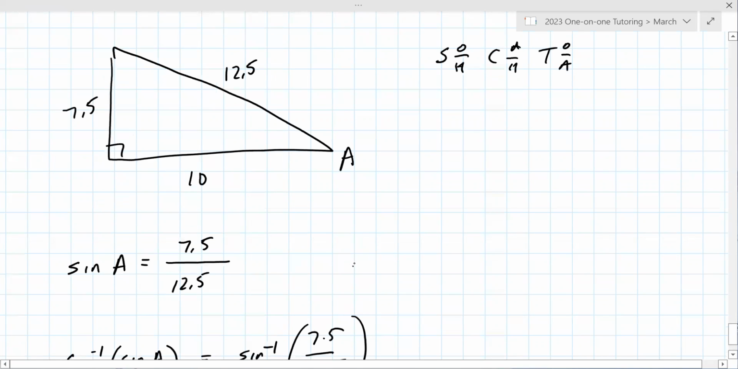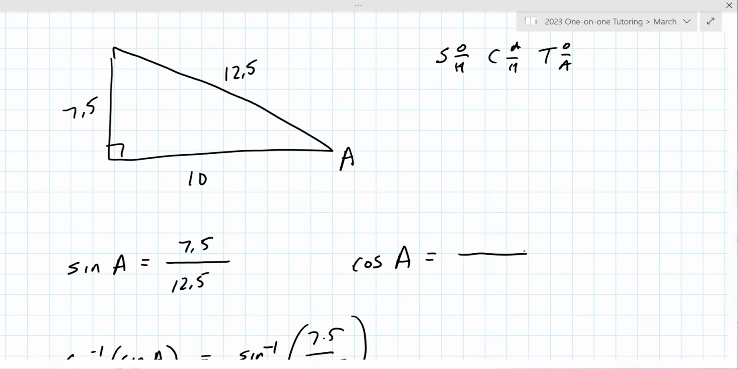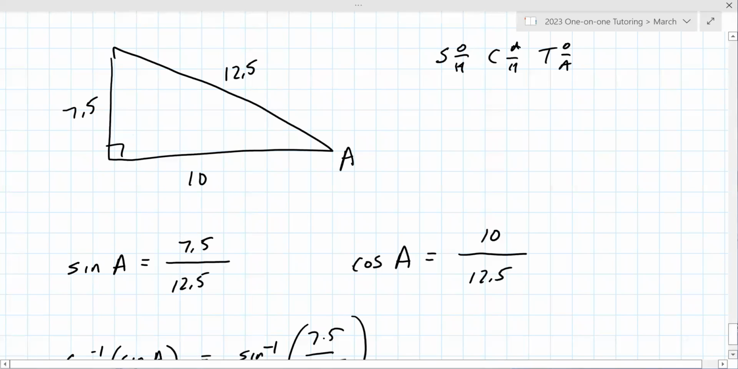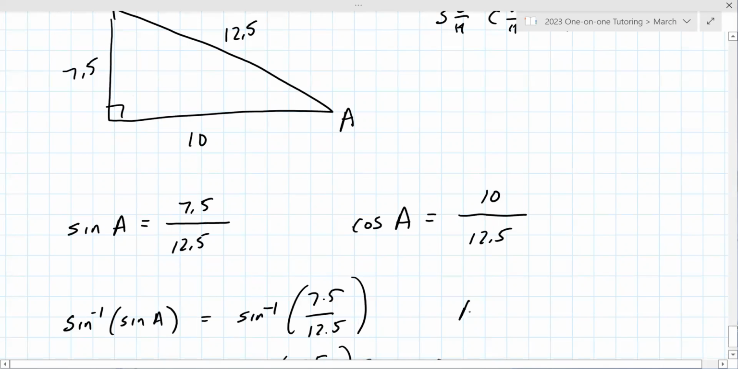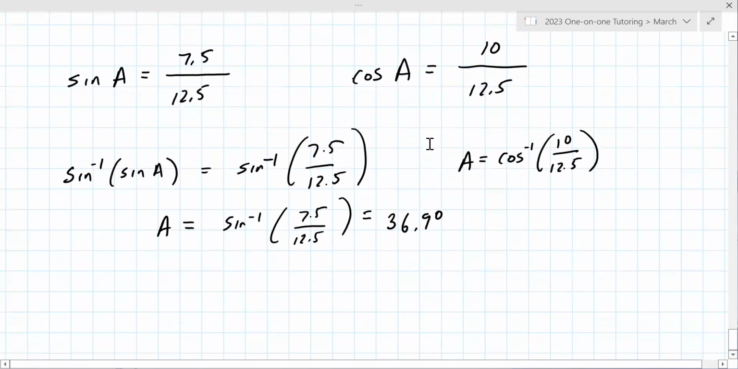Now, I mentioned that we could use any of the three. So now we're going to do it with cosine. Cosine of A is what divided by what in this problem? The adjacent and hypotenuse. So 10 over 12.5. Okay. And then how do you undo cosine? How do you get to the angle? You're going to have cosine minus 1. Make sure, yeah, they undo each other. You don't have to show it every time, but you can.